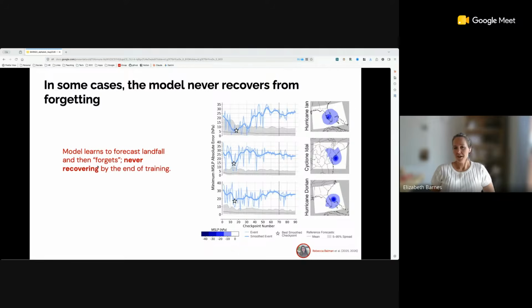Furthermore, I will point out that in some cases, the model never recovers from forgetting. This is the same model, but now we're looking at hurricanes instead of atmospheric rivers. Hurricane Ian, Cyclone Idai, and Hurricane Dorian are all hurricanes that the model does a very good job at forecasting early in the training process, but the final model has forgotten how to forecast these events and never recovers. That is, the final model used for, say, weather prediction is unable to forecast these events, even though an earlier version of it could. So the question is why, and can we fix it?